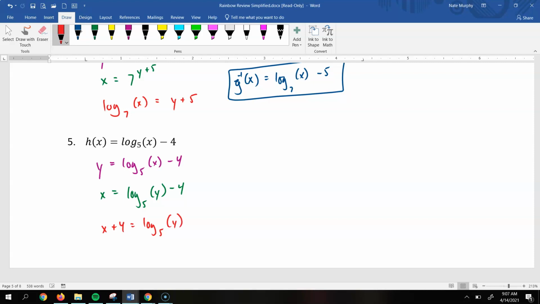Now we would change the form it's in. Again, our base would be 5, and our value would be y. So it would be y equals our base of 5, and then our exponent is going to be that entire piece, x plus 4. That's really important, that you do this in the right order. That entire x plus 4 is what would be your exponent. The only final detail would be to put this back into function notation. So we'd say the inverse of h is 5 to the x plus 4 power.